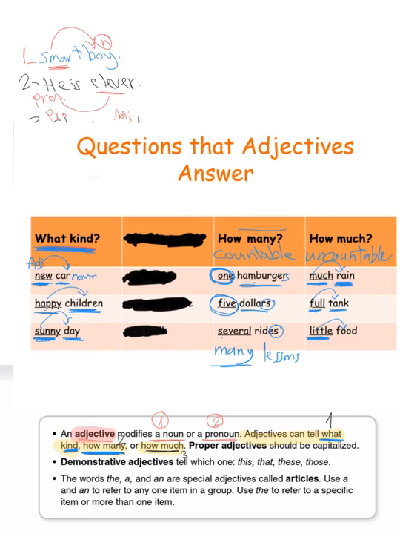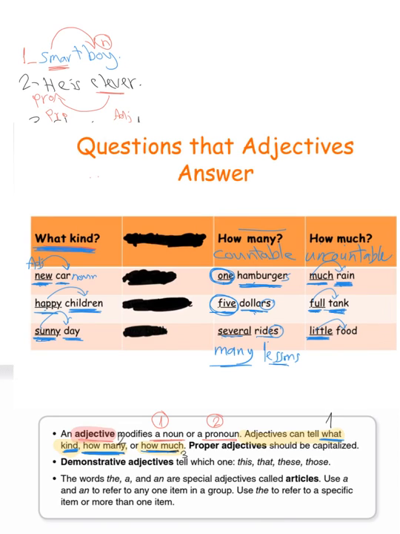We said when we were talking about countable things, like saying one hamburger. So how many hamburgers? 1. $5. How many dollars? 5. Several rides. How many rides? Several. Many lessons. How many lessons? Many. And it answers the third question, which is how much. As here, much rain. How much rain? Much. And how much water or gasoline was in the tank? You will say it was a full tank. And how much food do you have? I have little food.